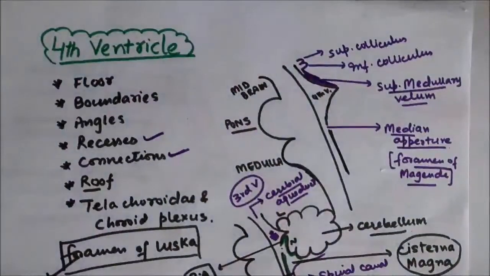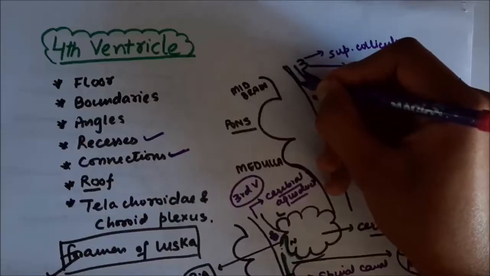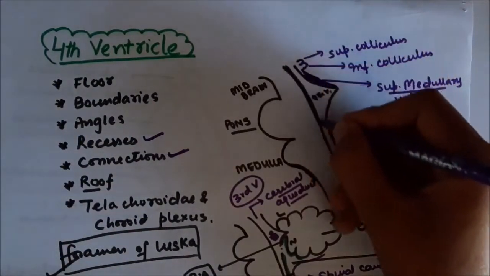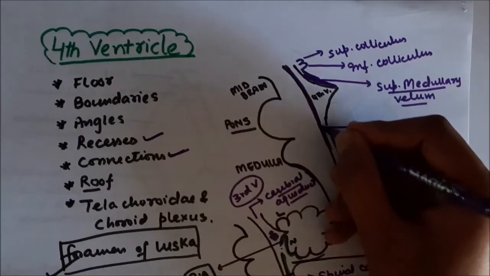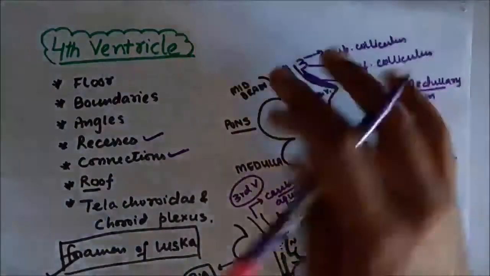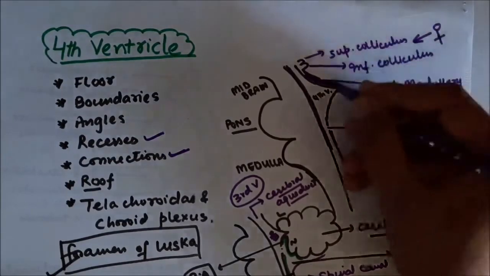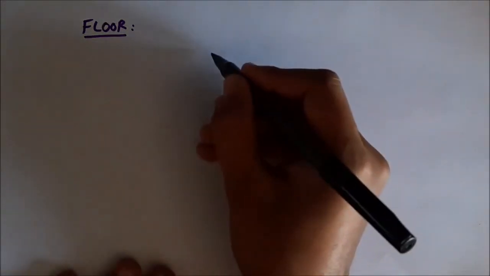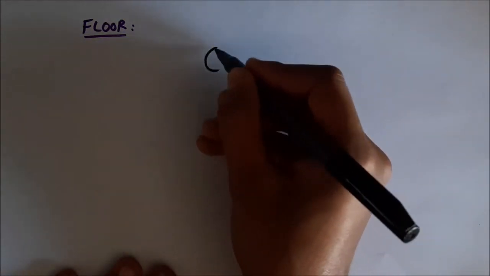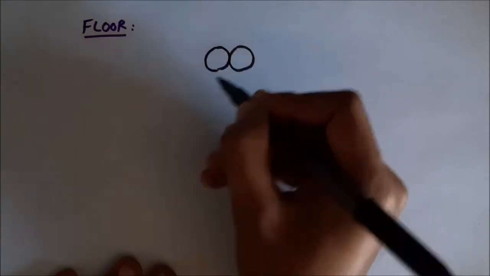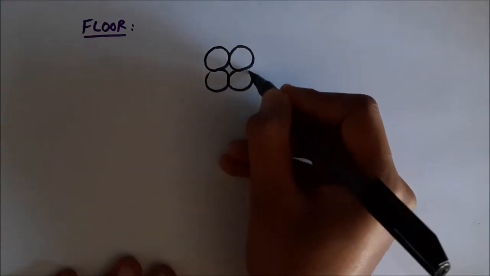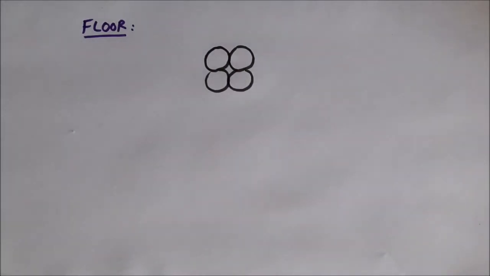Now let us try to understand the floor of fourth ventricle. That means we are again taking a look at fourth ventricle from the posterior aspect but after removing the roof. Okay, so as we can understand from this diagram, this is the floor of fourth ventricle. It's formed by posterior part of pons and medulla. Okay, so what will we be able to see? So this is the superior colliculus, below it is the inferior colliculus. There are two superior colliculi, two inferior colliculi.